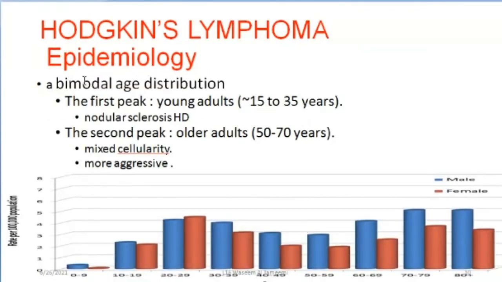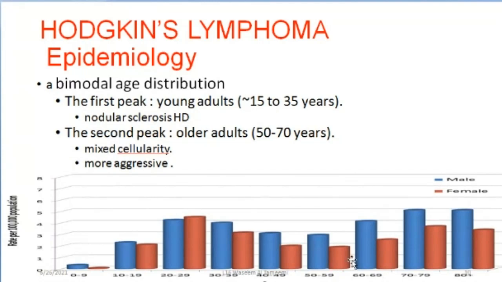Epidemiology of Hodgkin lymphoma. It has a bimodal age distribution. It has the first peak of incidence at adolescence between 15 to 35 years of age. This is the first peak of high incidence of Hodgkin lymphoma. In this peak, the most common histological type of Hodgkin disease is nodular sclerosing Hodgkin disease. Usually, it carries a good prognosis with a high chance of cure.